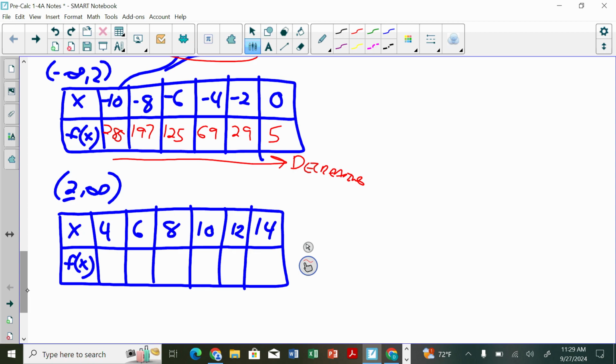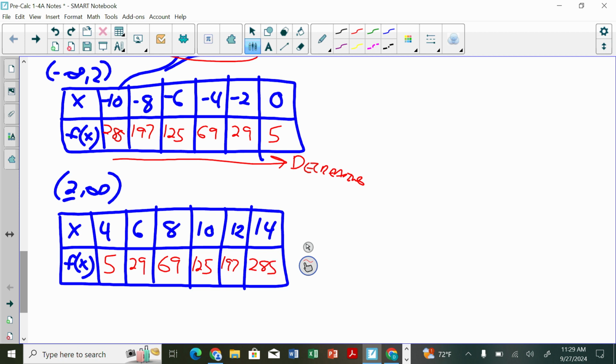So when you plug in 4, you get 5. When you plug in 6, you get 29. Plug in 8, you get 69. Plug in 10, you get 125. Okay. Plug in 12, you get 197. And 14 gives you 285. Yeah, 285.